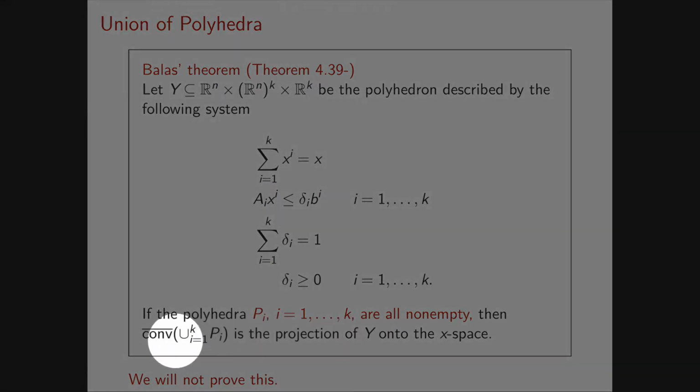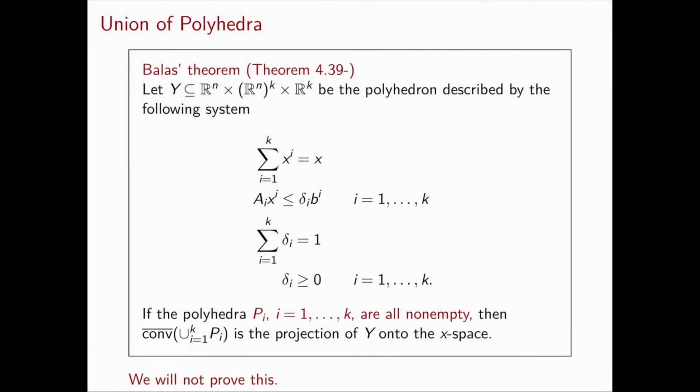And secondly, the extended formulation is for the closed convex hull of the union and not for the convex hull as we did in chapter 2. We will not prove this result, and the proof is, of course, an extension of the one we saw in chapter 2 for polytopes, but here you have to be much more careful in dealing with the recession cones of all these polyhedra. If you want to know more, the proof is in the book.